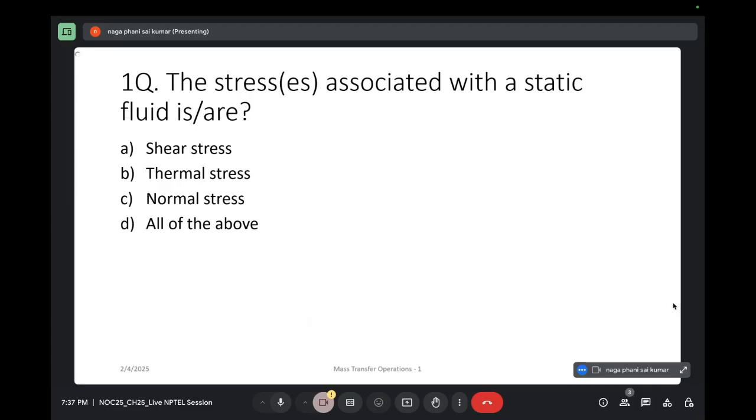Coming to the first question, the stresses associated with static fluid are shear stress, thermal stress, normal stress, all the above. So when you're talking about static liquid, what are the stresses that are involved? There will be no other stresses, right, like shear stress or thermal stress. It will only be having normal stresses, and this is also called pressure, right? It will be option C.